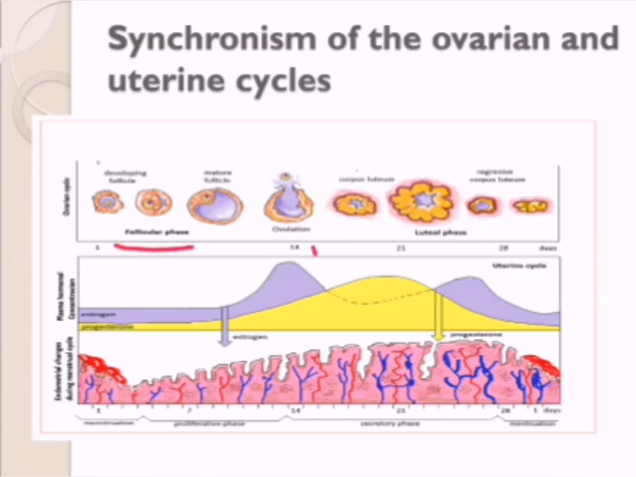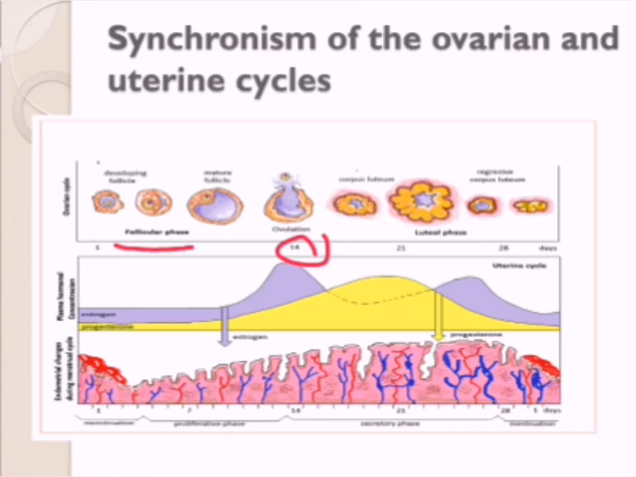So I'm going to start with the changes that occur before day 14, or before ovulation, in the pre-ovulatory phase. Inside the ovaries, we have growing follicles. This growing follicle is producing only estrogen. So during the follicular phase, only estrogen hormones are produced by the developing follicles. The internal theca and the granulosa are the cells that produce estrogen.